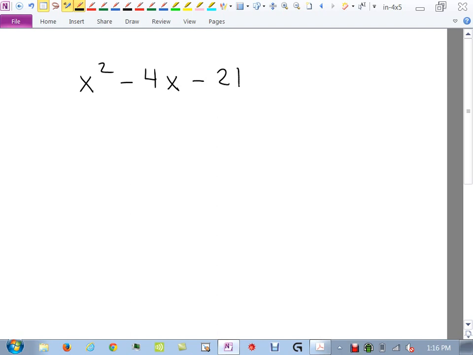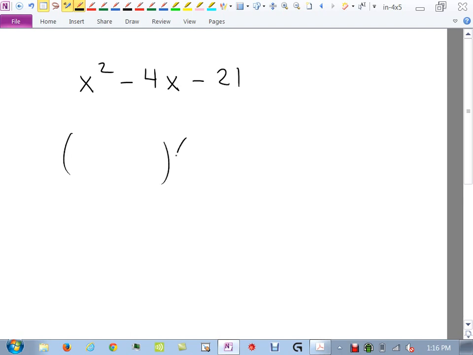So let's see how quick we can come up with the two numbers. How can you create a -21? Or just look at it as 21 if you want. 3 and 7, right? Now, can you make those somehow combine to give you a -4? -7 and +3. So let's just try it.